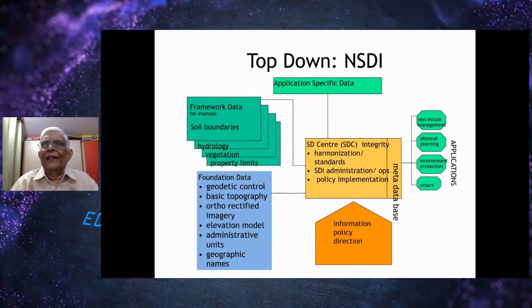I'm not going to go into this diagram, but this is really the very Sarkari model of national spatial data infrastructure. All the big things are there. But if you look at the right-hand side, at applications, what you see are very global kinds of applications: real estate management, physical planning, environmental protection, and all that kind of stuff. There's no scope for innovation, individualization or customization over there.